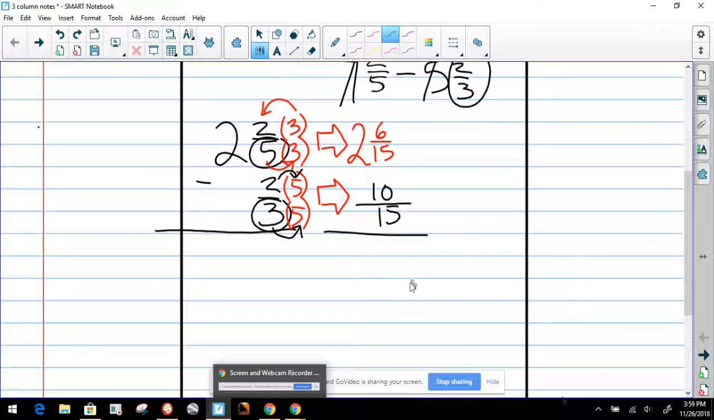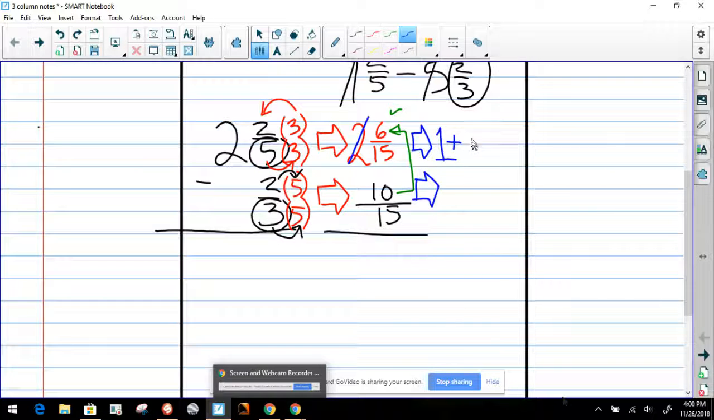Oh, but wait. I notice that this numerator is greater than this numerator. So that means we have to borrow. Now, how are we going to represent that? Well, let me show you again. And let me do this little arrow so it looks clear to see which direction we're going. Now, the 6/15 is going to borrow from the 2, and the 2 now is reduced to 1.